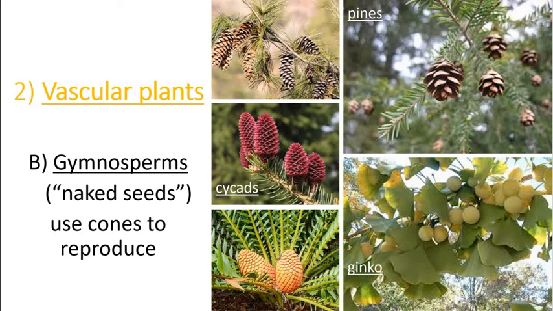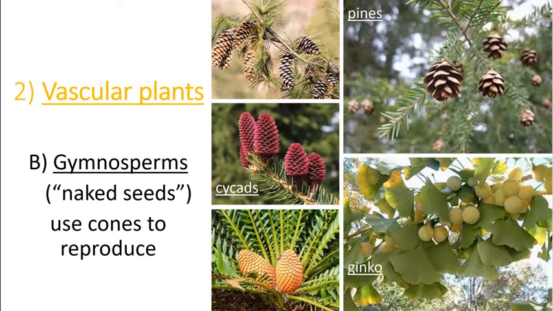Gymnosperm literally means naked seeds: gymno, naked, sperm, seed. And all of these, except for the ginkgo, use cones to reproduce. The ginkgo, you can see, has these structures that are officially fruit, but they're not really. There are some other reasons that they're included with the gymnosperms. But generally what you'll see is cones, not other structures. And they do have seeds inside.